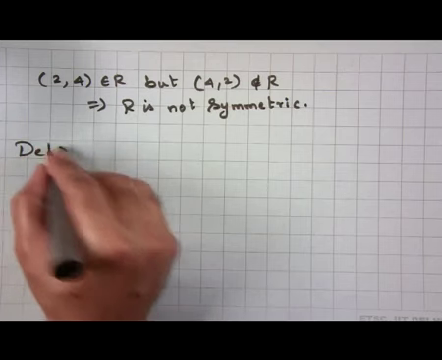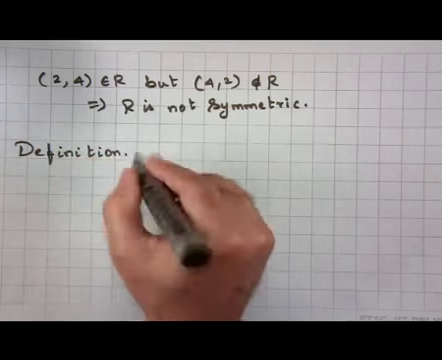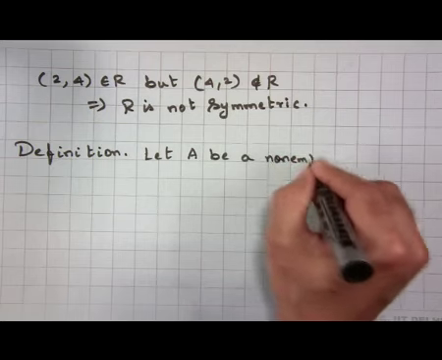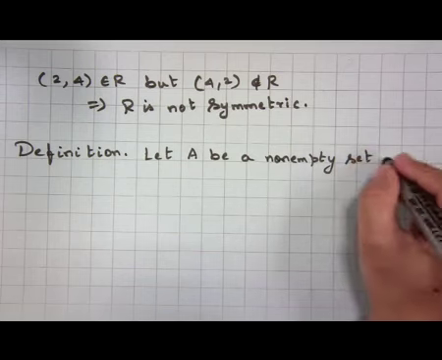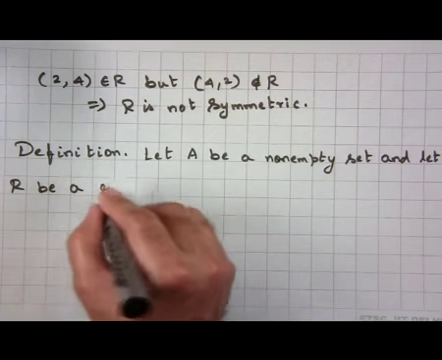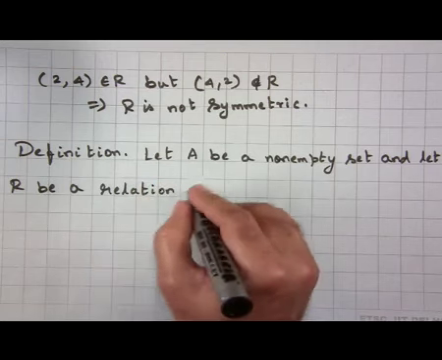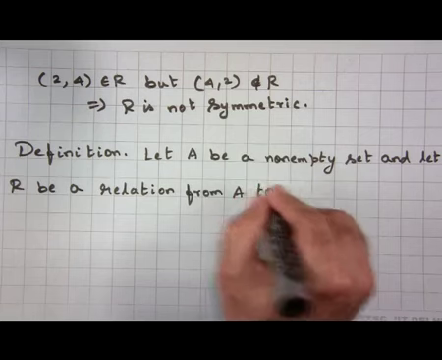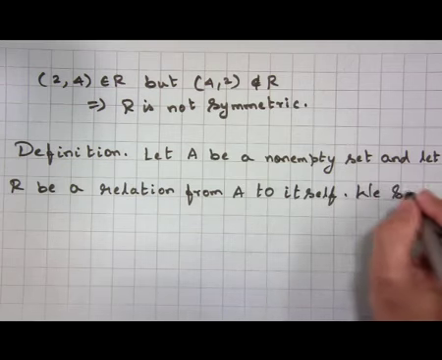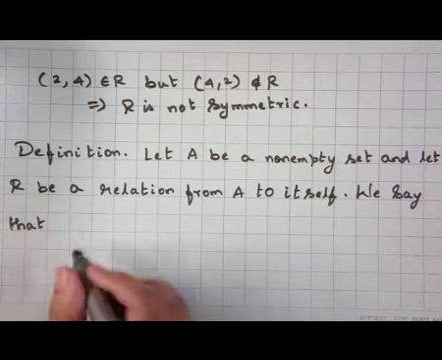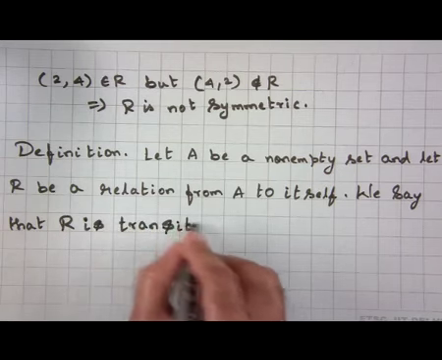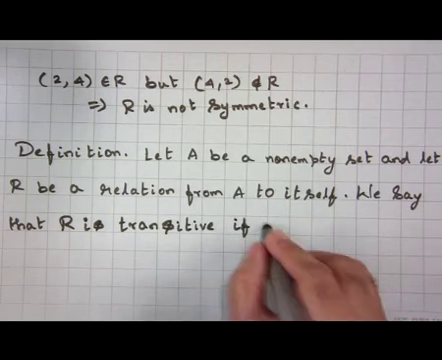Now, let us move on to the next definition. Let A be a non-empty set and let R be a relation from A to itself. We say that R is transitive if the following holds.